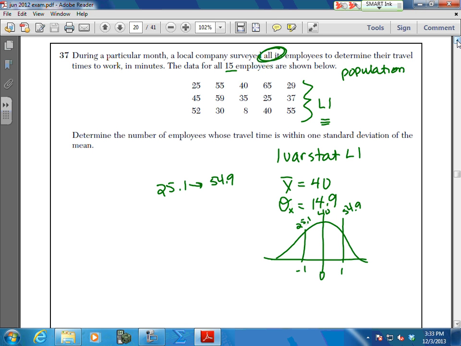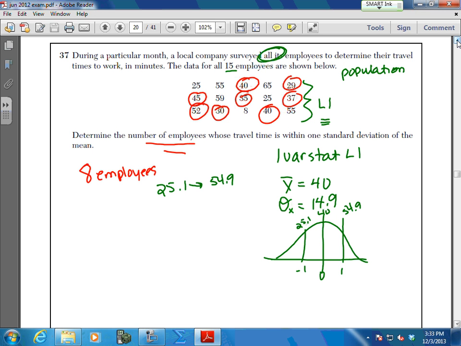Now, you need to just go through and circle everybody that falls in between. Make sure you show work. This is your work. And then, because they asked how many, you're going to count these up. They wanted you to determine the number of employees. There were 8 employees whose time fell within 1 standard deviation of the mean. This is a nice problem, but remember to show your work on this problem.